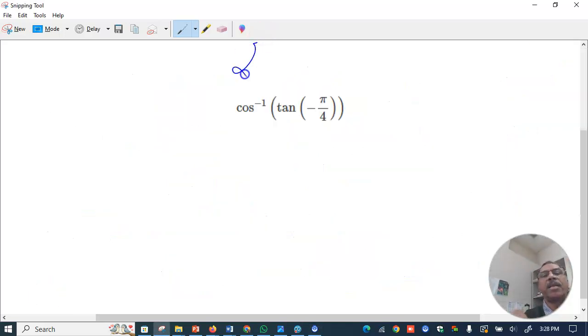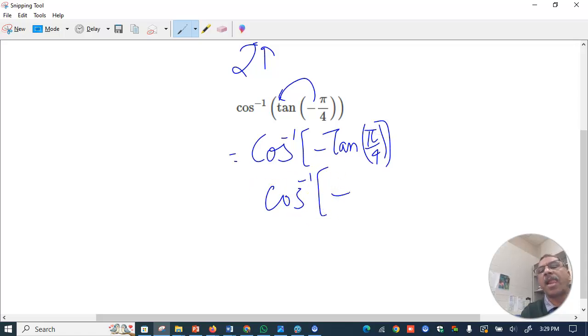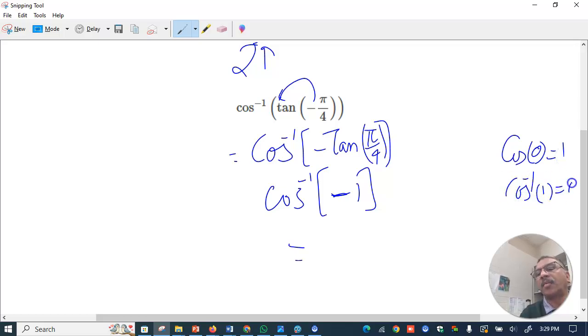Question number 29 is first work. This one is the same, as we can pull out this negative right here and write it this way. And what is tan of 45? Tan of 45, we know it is 1. And cosine inverse of minus 1. Remember, cosine of 0 is 1. So cosine inverse of 1 is 0.